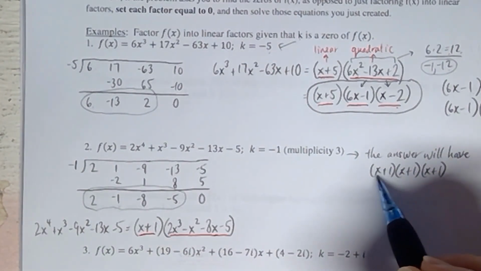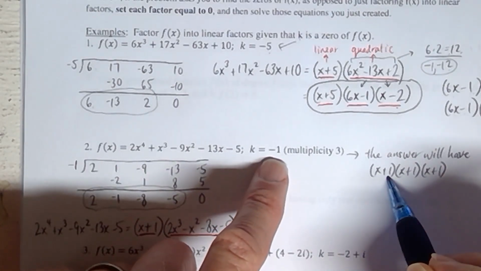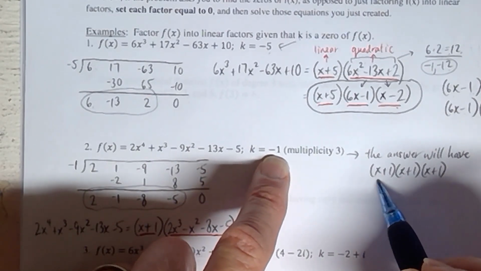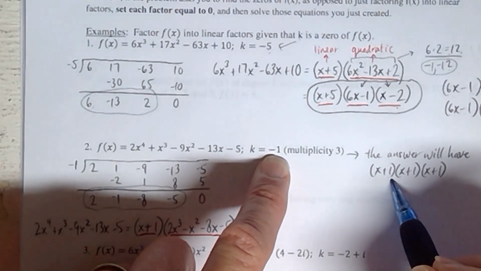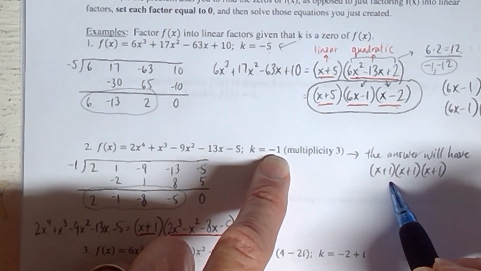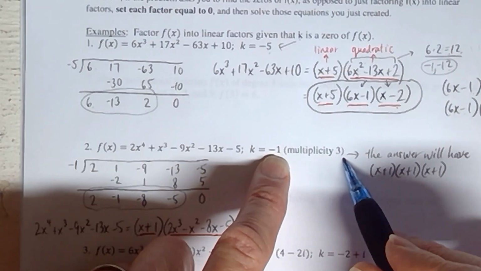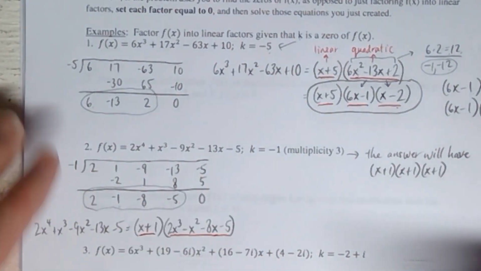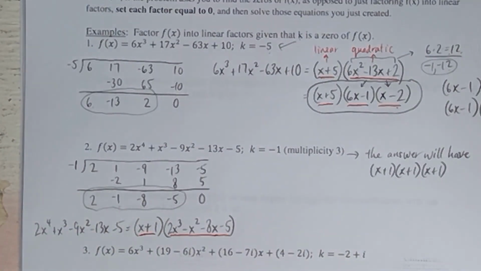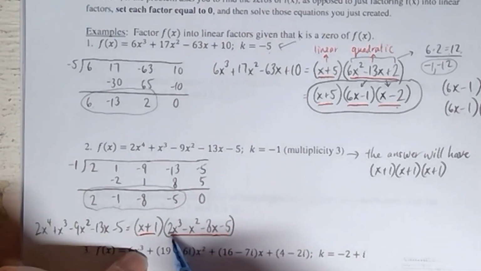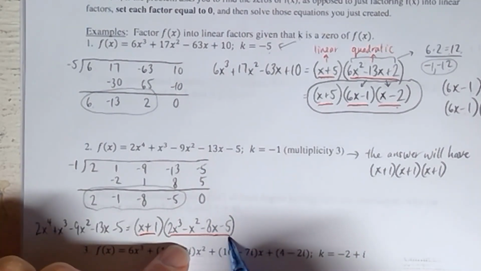Notice please again that this is the factor that is directly linked to -1, because when you go from the k number to the factor, you've got to change those signs, right? So these things are all the same, and there's 3 of them because of the multiplicity. They're directly linked to this -1. So see how we got one of those x plus 1s already? That means this leftover part here must have a couple of x plus 1s inside of it.